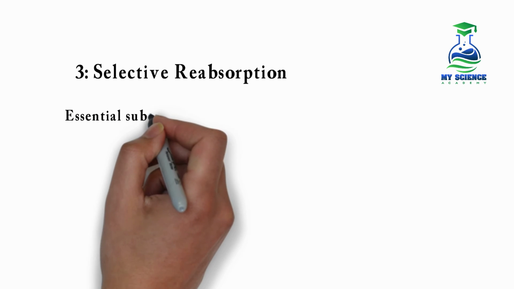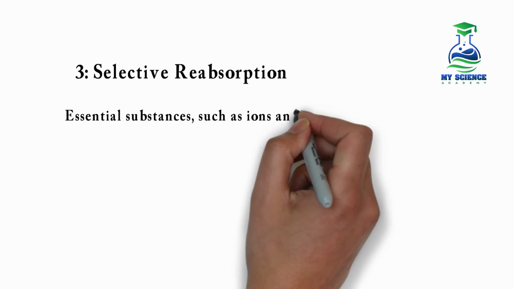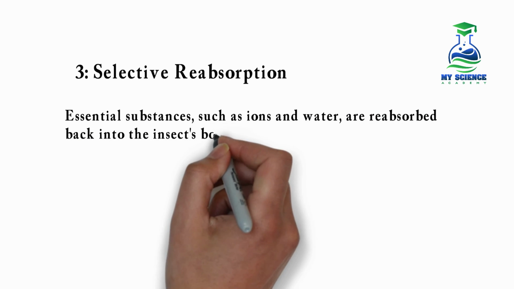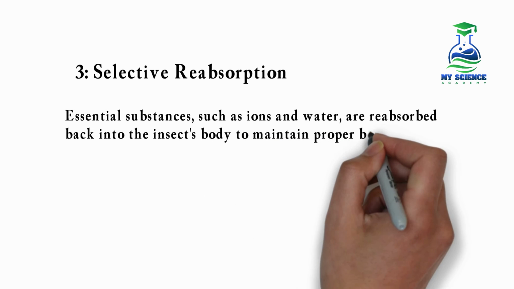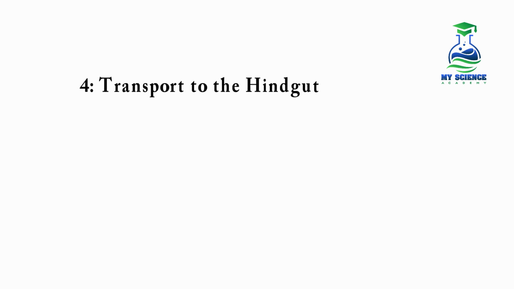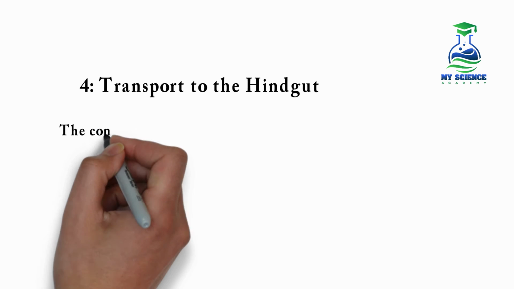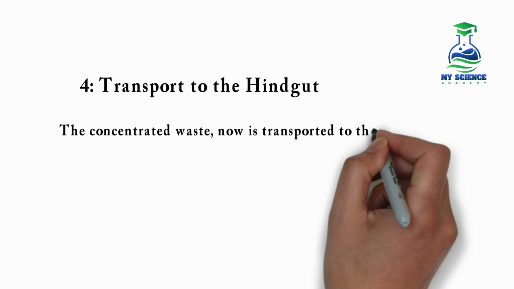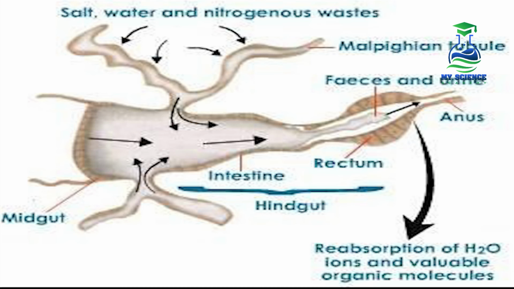Number 3. Selective reabsorption. Essential substances such as ions and water are reabsorbed back into the insect's body to maintain proper balance, as insects are living in the dry environment, so this step is important. Number 4. Transport to the hindgut. The concentrated waste now is transported to the hindgut.